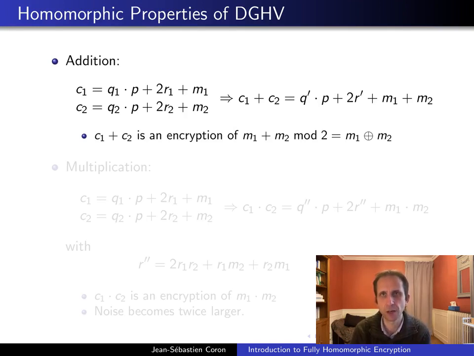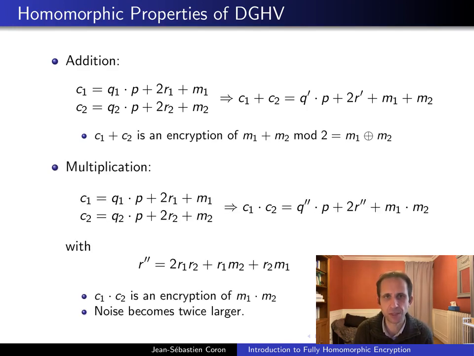But still, this scheme is very simple, but we can see that it exhibits very basic homomorphic properties, because if we have two ciphertexts, C1 and C2, so C1 equals Q1P plus 2R1 plus M1, and C2 equals Q2P plus 2R2 plus M2, if we compute the sum over the integers of C1 and C2, we obtain some multiple of P, so (Q1 plus Q2) times P, plus 2R prime, where R prime is R1 plus R2, plus M1 plus M2. And this is actually an encryption of M1 plus M2 modulo 2, because actually we only recover the sum M1 plus M2 modulo 2, because the carry is masked by the randomness in R prime. So this means that given an encryption of M1 and an encryption of M2, we can obtain an encryption of the XOR of M1 and M2.